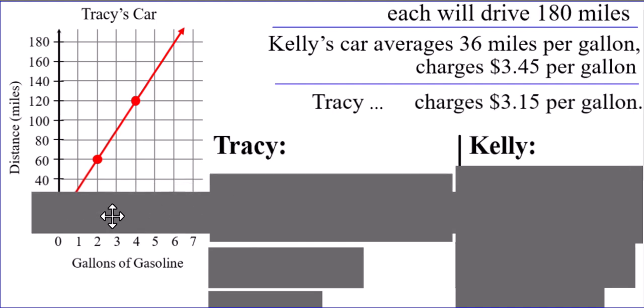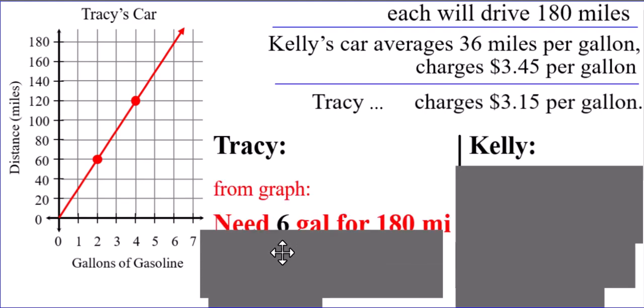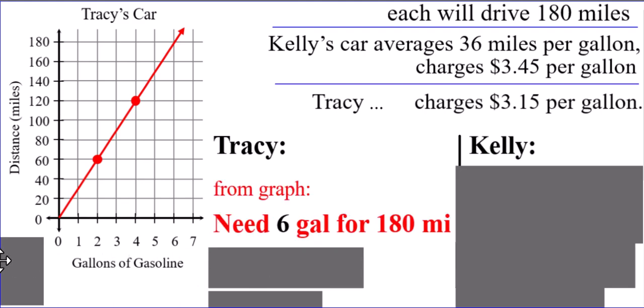So here's what I suggest you do. Let's separate our work into 2 sections, Tracy's and Kelly's. From the graph, we know they're each going to go 180 miles. I don't really need to know Tracy's average miles per gallon. If I want to, I can find it. I can take 120 divided by 4 or 60 divided by 2. It's going to give me 30, but I don't really need that. I can already go to this graph, and right here, boom, 6 for 180 miles. That's what each of them need to drive right there.